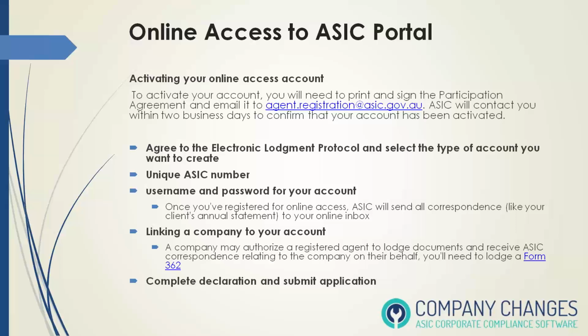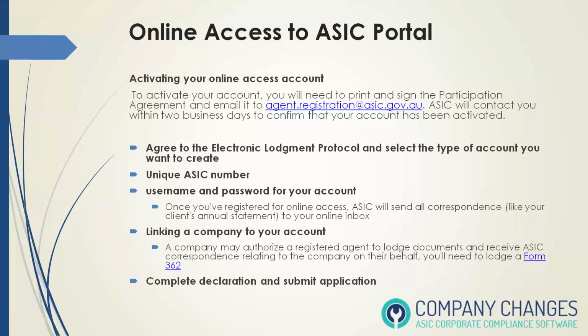Now, online access is pretty simple. You can activate it, you can apply, and you can print and sign the participation agreement and send an email. I've provided the email address to which you have to send it, and then you have to agree on that form to the electronic lodgement protocol and select the type of account you want to create. I'll talk about the account you want to create at a later stage, because there are two types, and not many of us are aware of the other type.